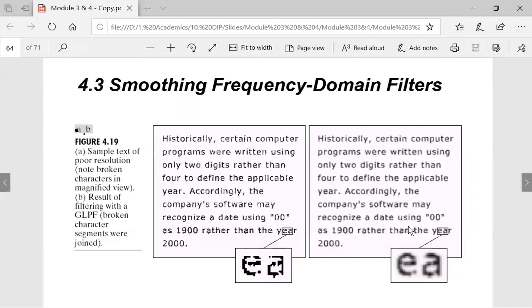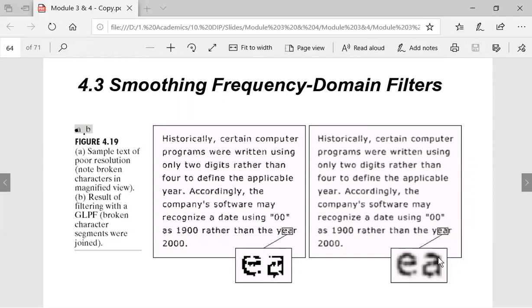One more example. Here you can see how it is broken down. Here you can see the result of the low pass filters, how it is going to help to get the connectivity. Of course this is too smoothened. In order to overcome this smoothened image, we have to use sharpening.